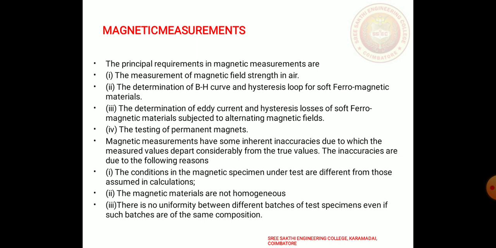Magnetic measurements have some inherent errors due to which the measured values differ from the true values, that is, the conditions in the magnetic specimen under test are different from those assumed in the calculation. The magnetic materials are not homogeneous.